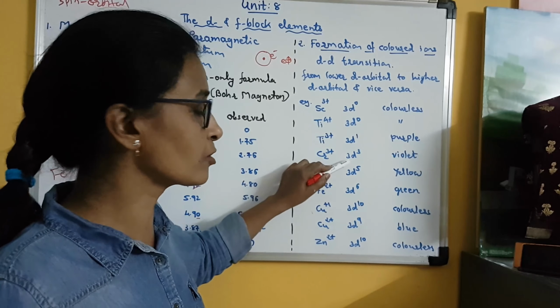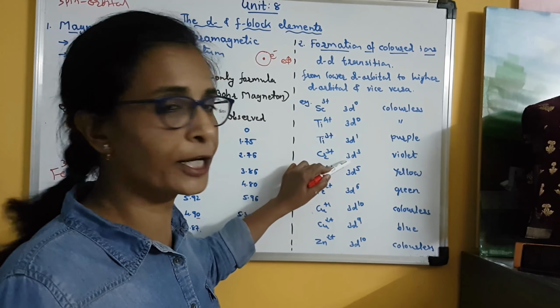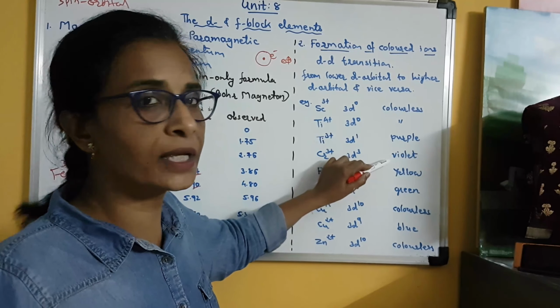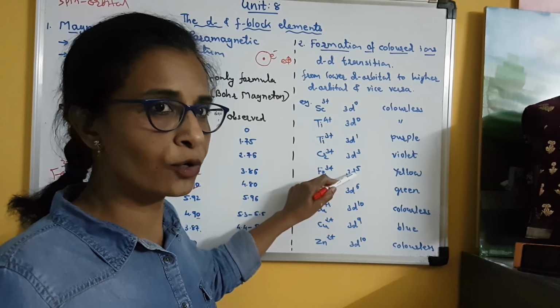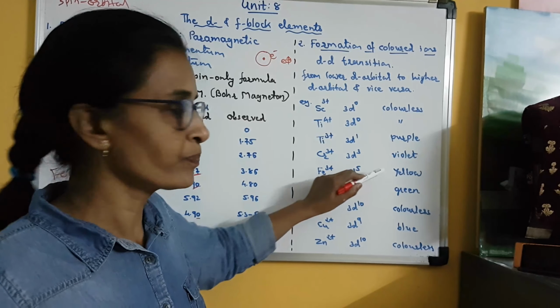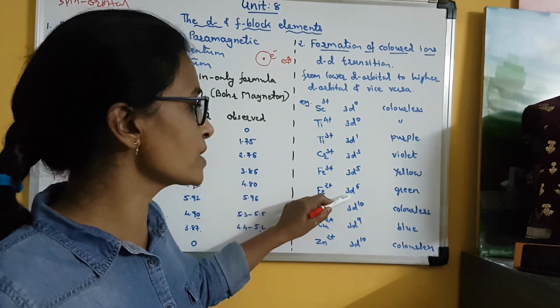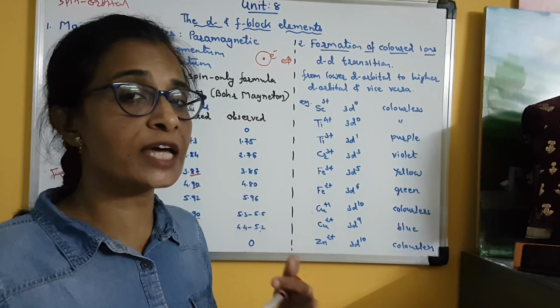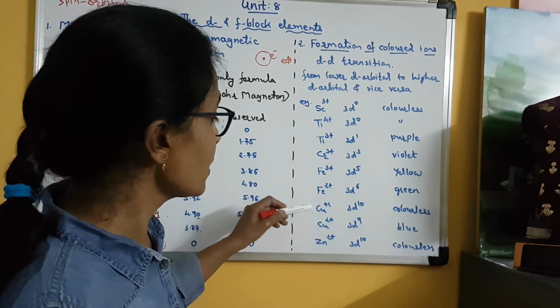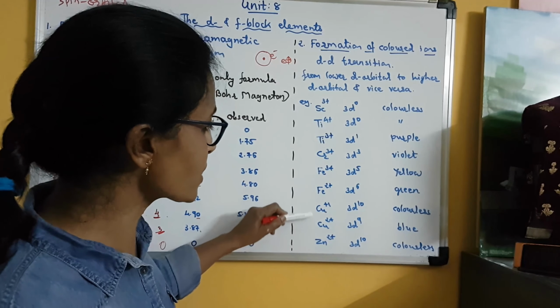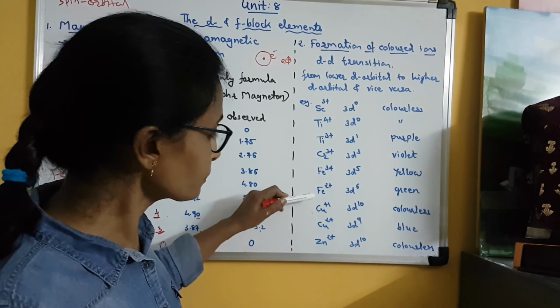Chromium 3 plus is 3d3, again unpaired electrons are there, and so it will give us violet color. Then Fe3 plus is 3d5, so 5 unpaired electrons, and it gives yellow color. Clear? Fe2 plus is 3d6, which means it has 4 unpaired electrons, so it gives green color. Got it? But here you can see Cu plus 1 and Cu plus 2.